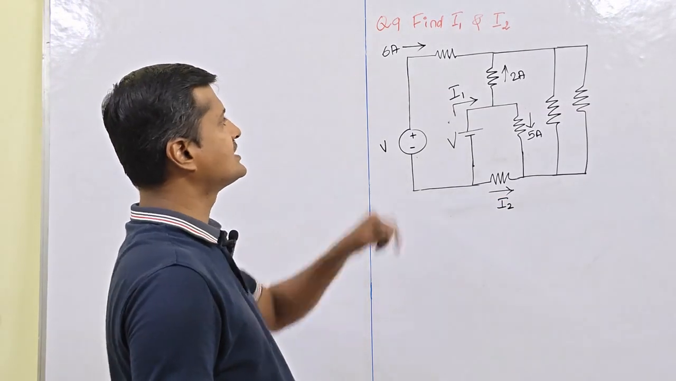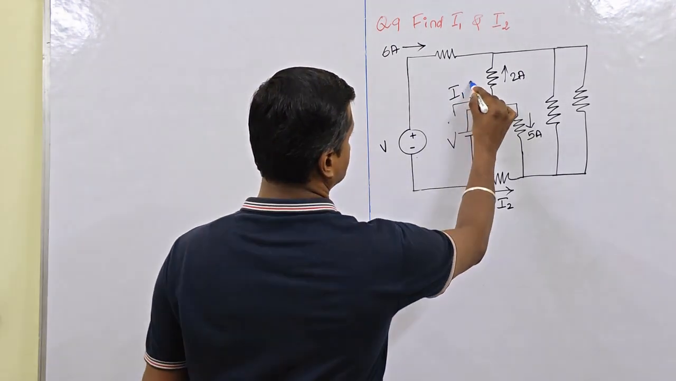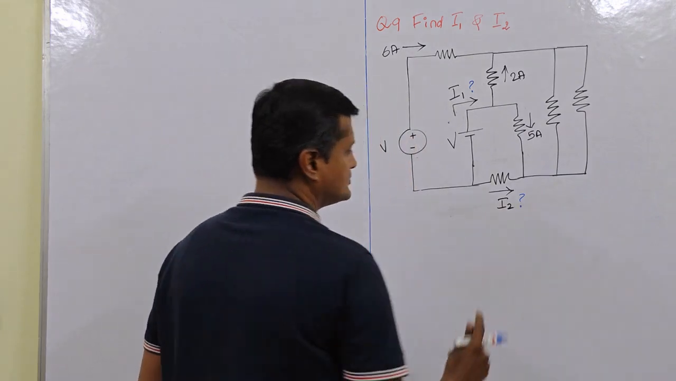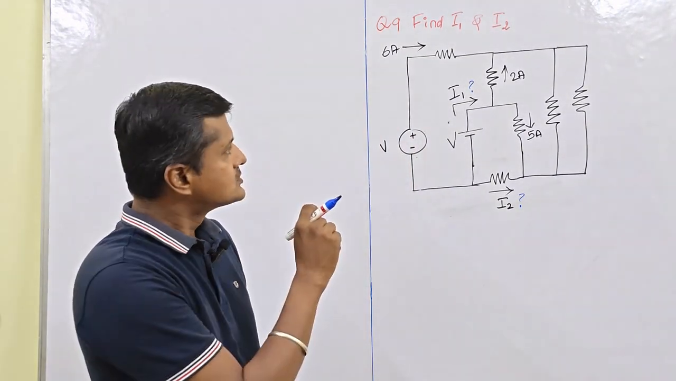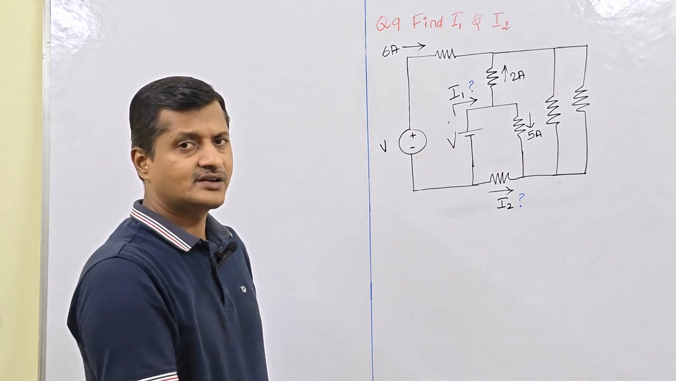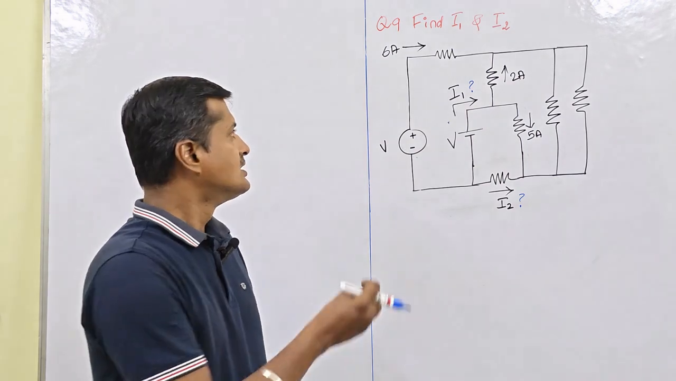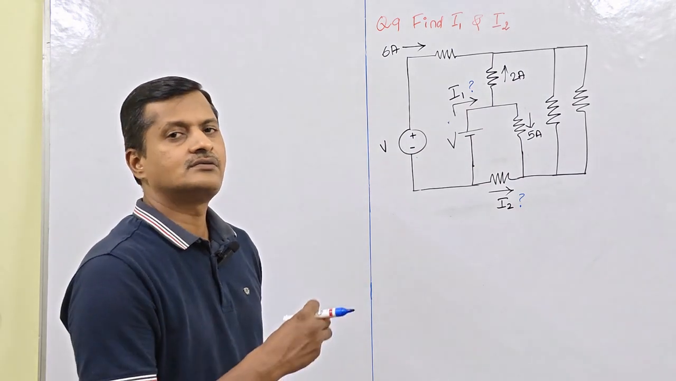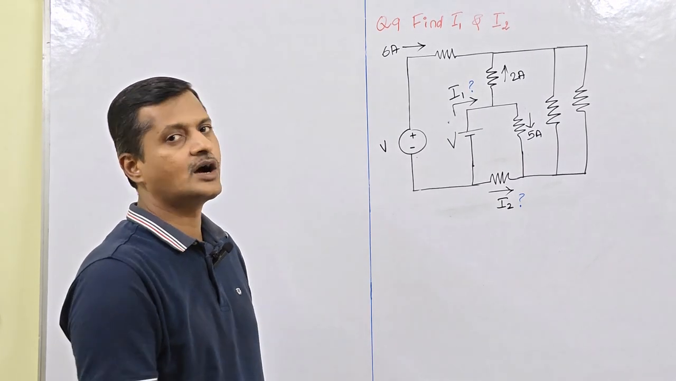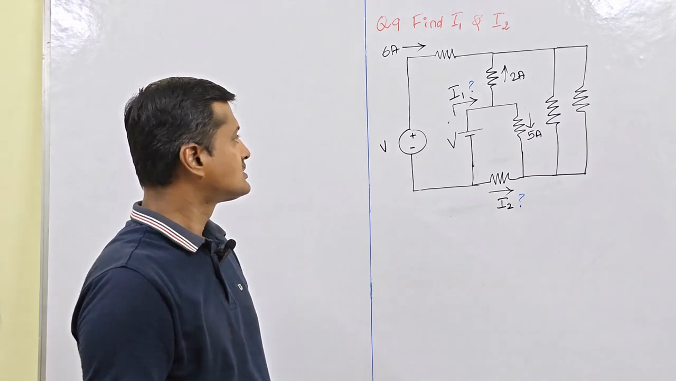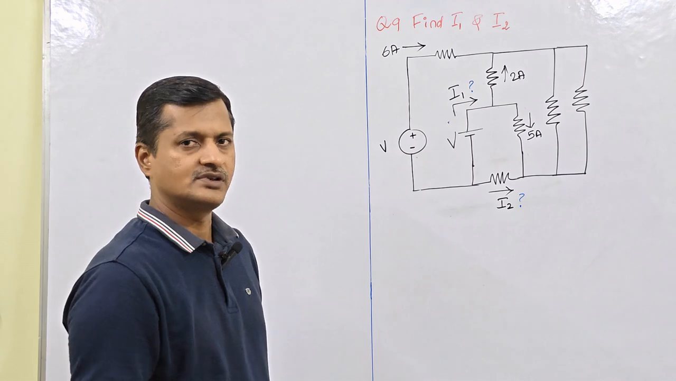Question number 9. Find I1 and I2. So in the problem, you have to find the value of I1 and I2 using Kirchhoff's current law. In network solving techniques, we can implement any technique to find the unknown values of the circuit parameters, voltage and current. Here, since we have discussed KCL, we are just applying Kirchhoff's current law to find the value of unknown current, in different varieties of problems, right?